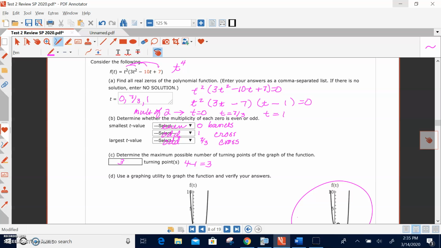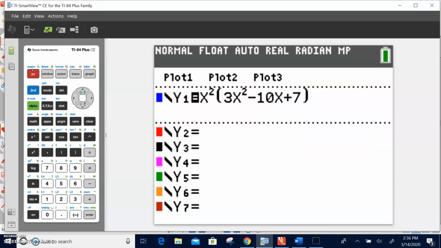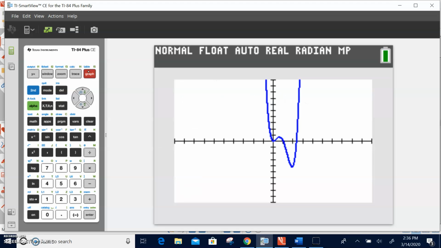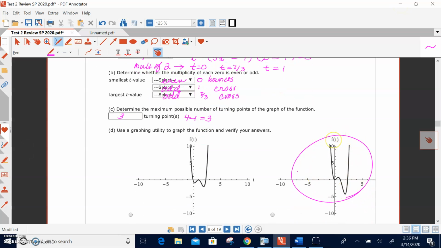Okay, the number of turning points is always the degree minus 1. In this case, the highest degree would be 4, 4 minus 1, which would be 3. And if we put this in our calculator under y equals and press graph, we see this graph, which is the same as this image right here.